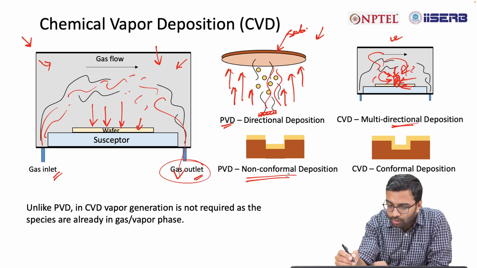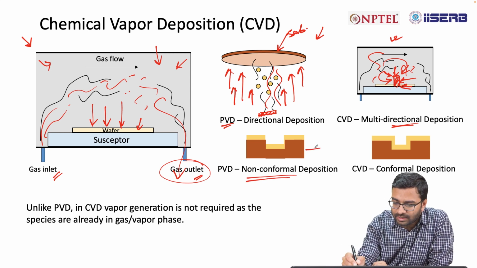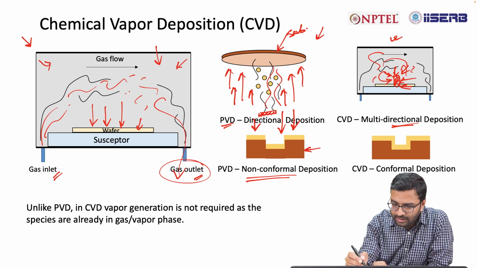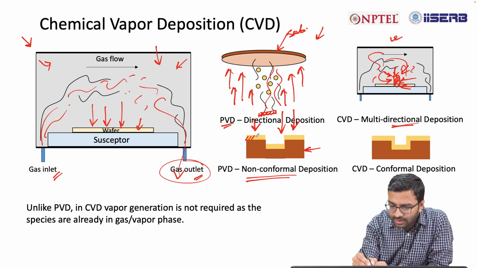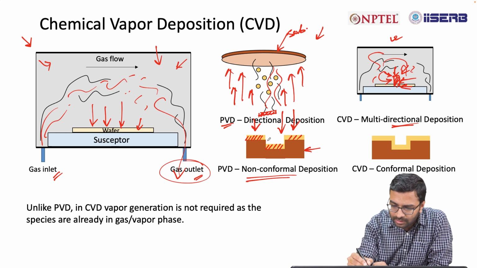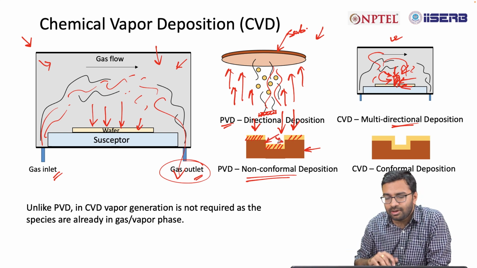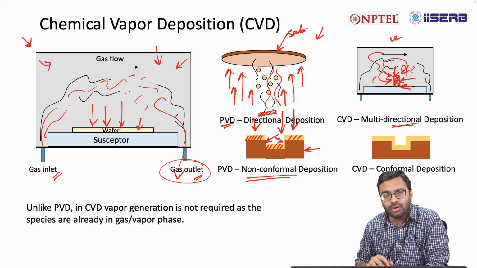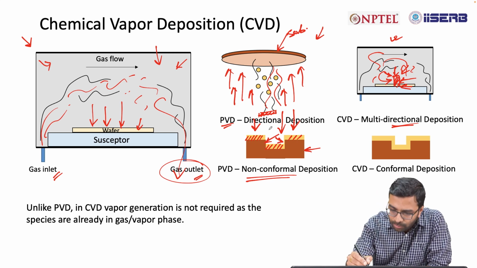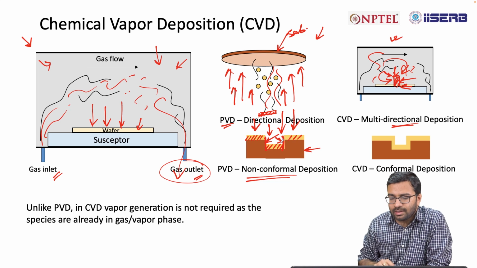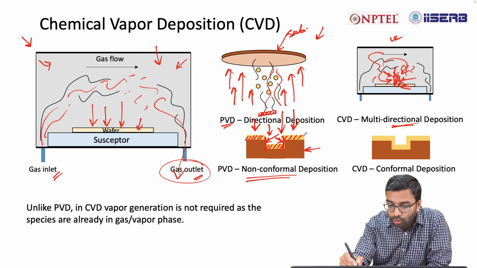So what I mean by non-conformal is, if you have a pattern substrate like this, and if the direction of deposition is vertical, you will find that materials are getting deposited in these areas properly, but in the sides there will be less deposition or almost no deposition, because the deposition is in a vertical direction. Material will not get deposited in the sides or edges.